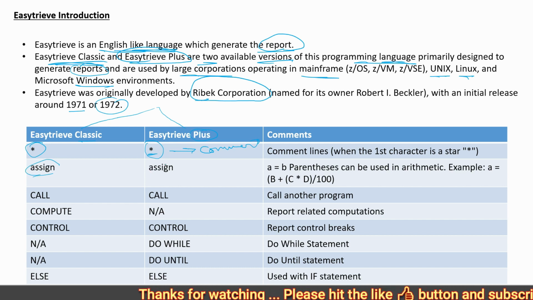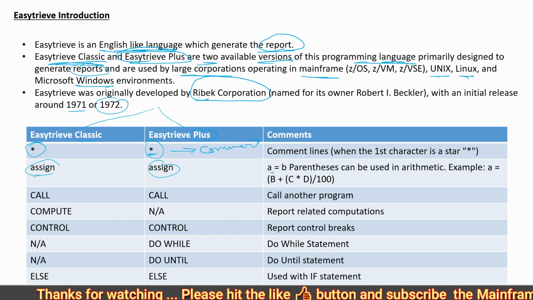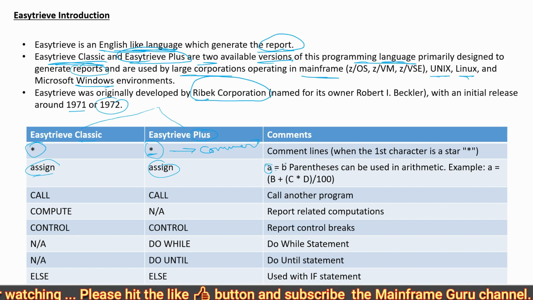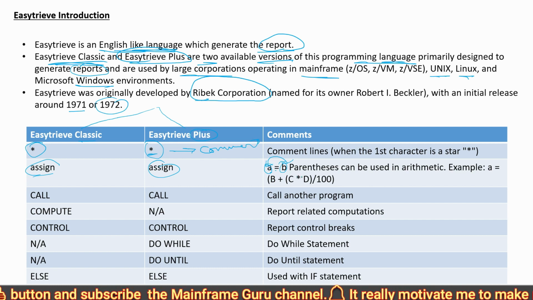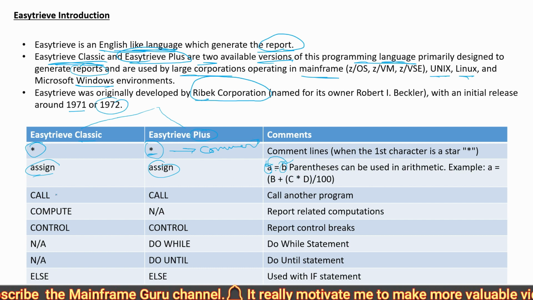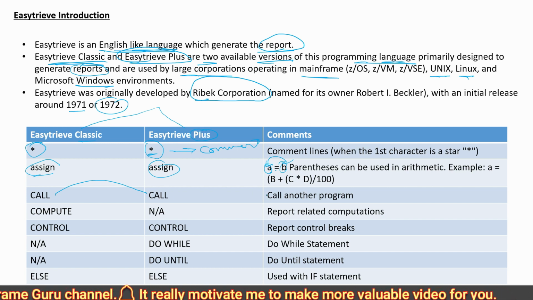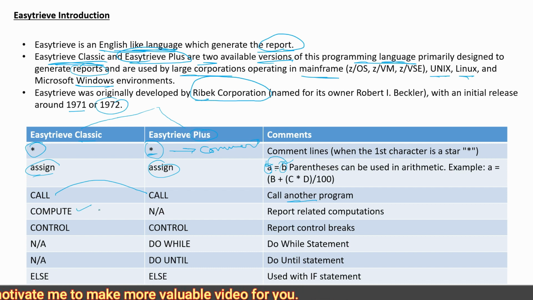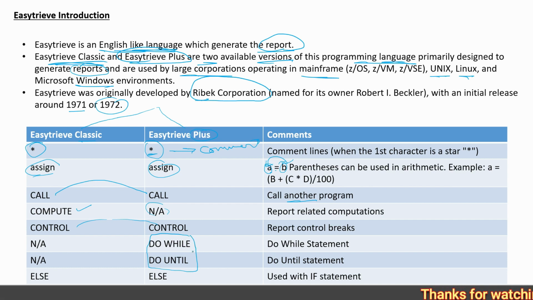We can use the assign statement also, but mostly we use a variable name equal to the assigned value. We have the call statement in both versions, which is used to call another program. We have compute in the Classic version but not in Plus. Control is available in both versions, but do while and do until are only in the Plus version, and else is connected with the if statement.